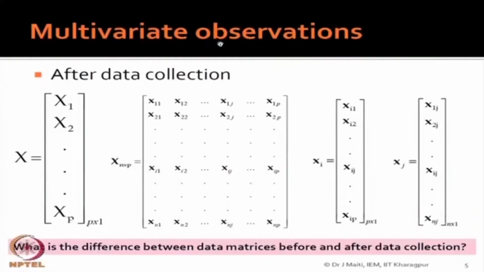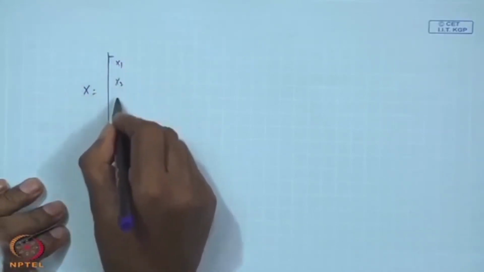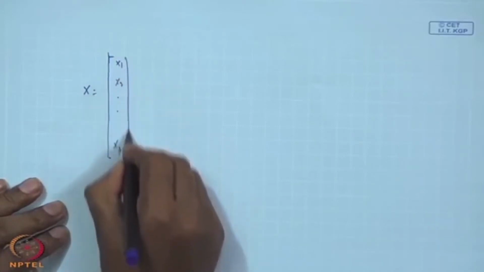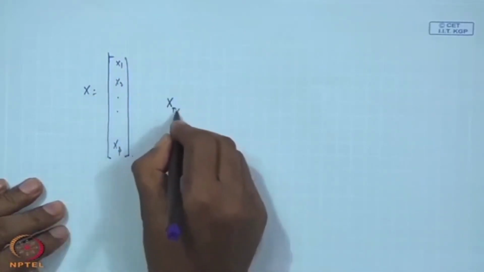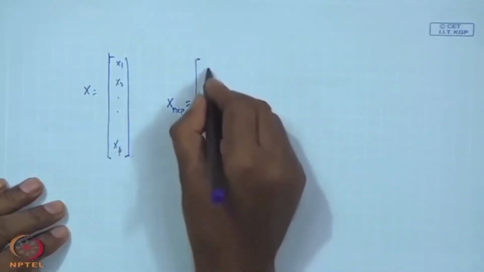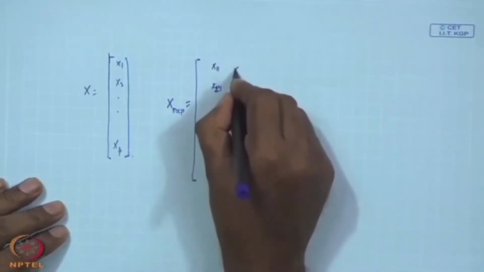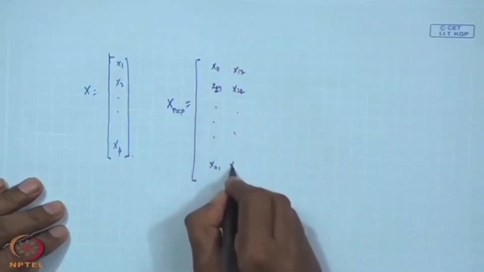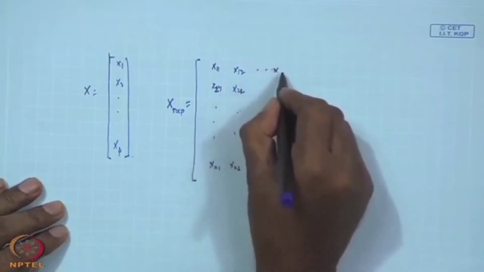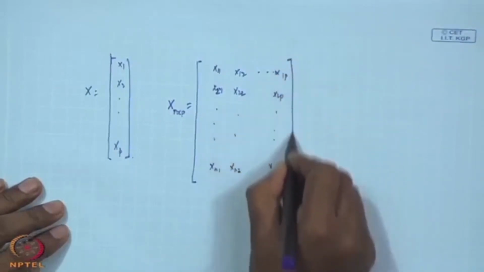What will happen if you collect the data? When you collect data, the same thing, you will collect data on the same number of variables x1, x2, like xp, and your data matrix also will be n cross p. Here also you will be getting i equal to 1 to n, like x11, x21, xn1, x12, x22, xn2, then x1p, x2p, xnp. This you will get.